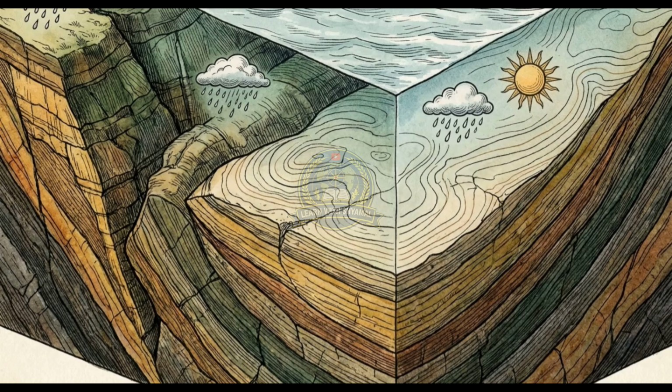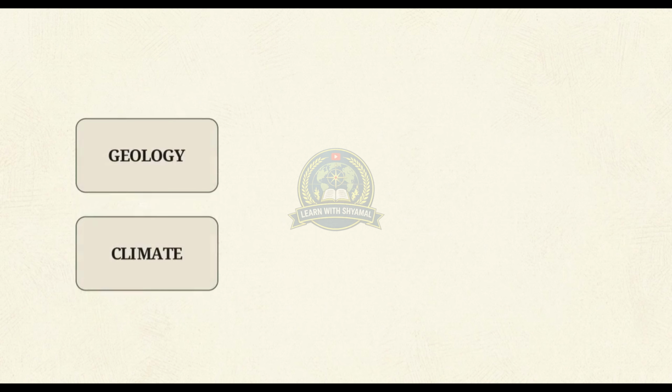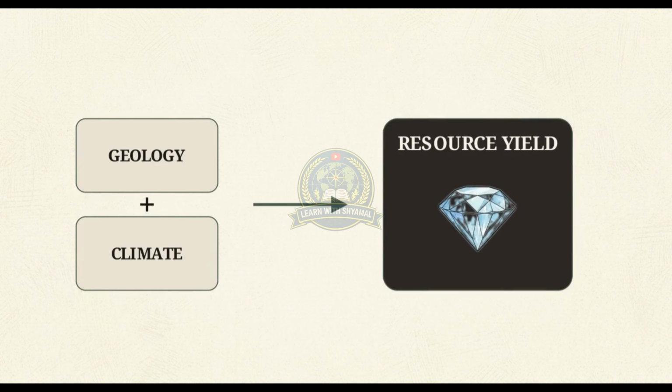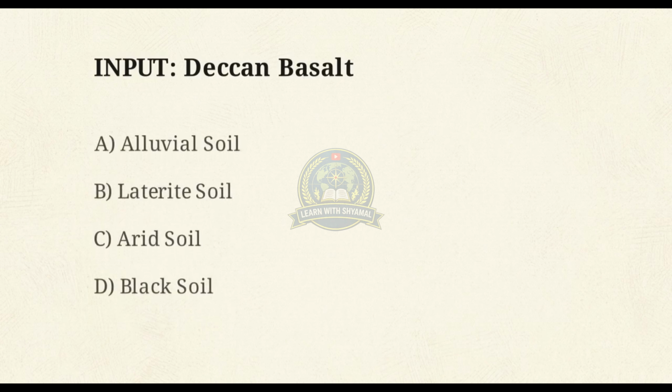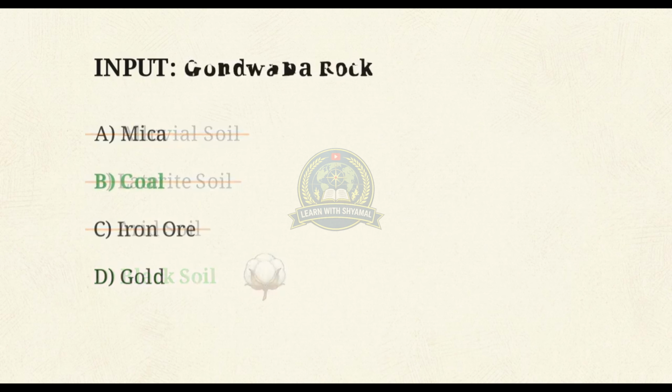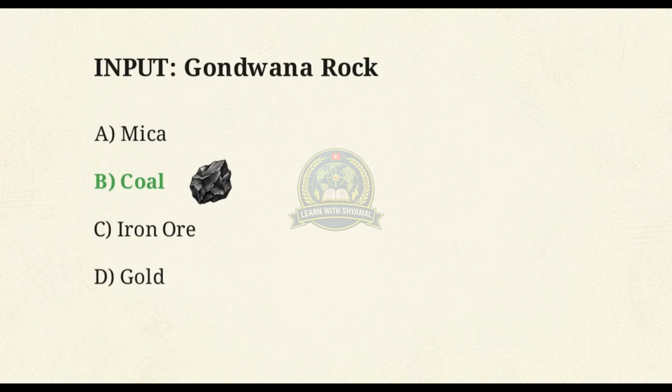India's resource base extends well past the shoreline. Its marine wealth is governed by the exact same intersections of geology and climate. They are simply submerged. For the UGC NET exam, mastering this material requires correlating the inputs. Parent rock plus climate threshold equals resource yield. When facing multiple choice questions, eliminate options using the most distinctive geographic marker. A reference to Deccan basalt leaves only one logical soil output, black soil. A reference to Gondwana rock instantly isolates coal.